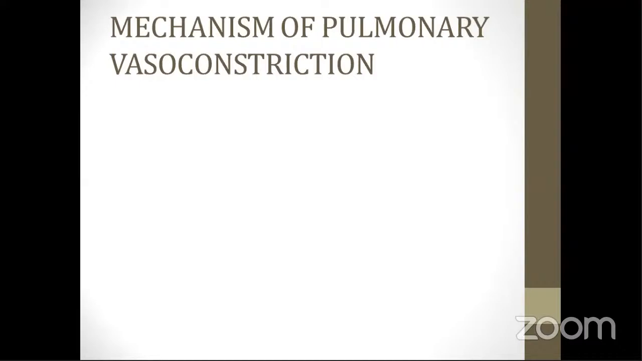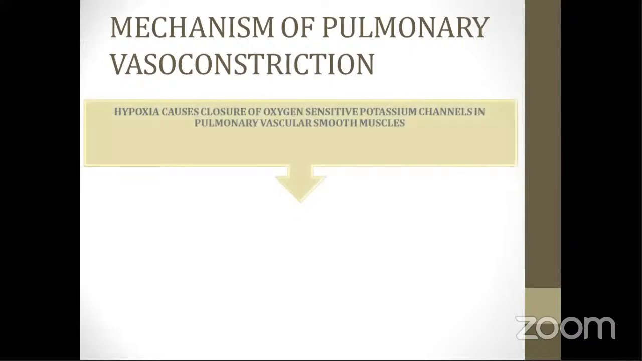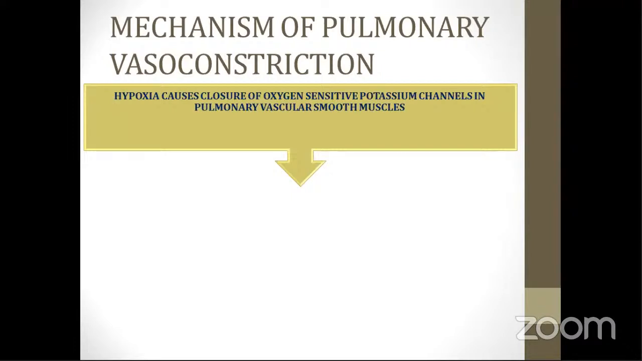And what is the mechanism behind pulmonary vasoconstriction? This is another thing which is an extra point, from Guyton. Okay, if you write this point, you will get an extra mark. If you write the pass mark points, you will get pass mark. But if you write this point also, it will give you an extra mark. What is the mechanism of pulmonary vasoconstriction? There is a special type of potassium channels present on the pulmonary vascular smooth muscles, and they are called oxygen-sensitive potassium channels.